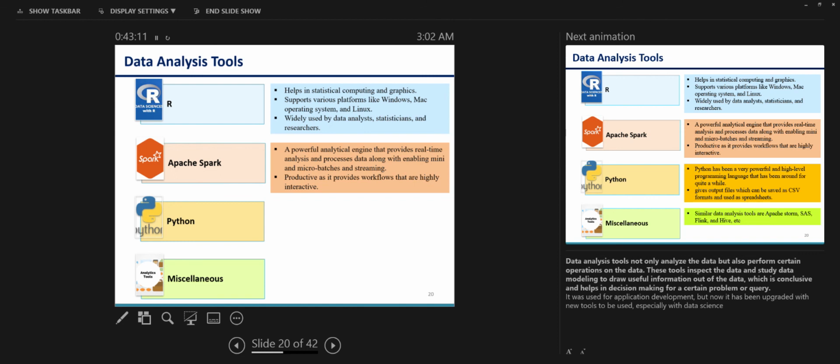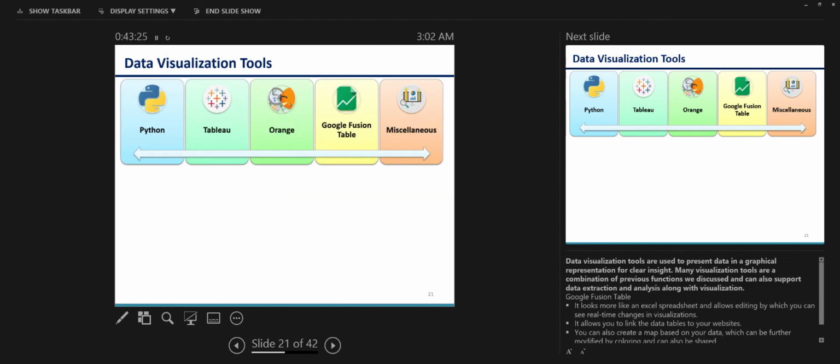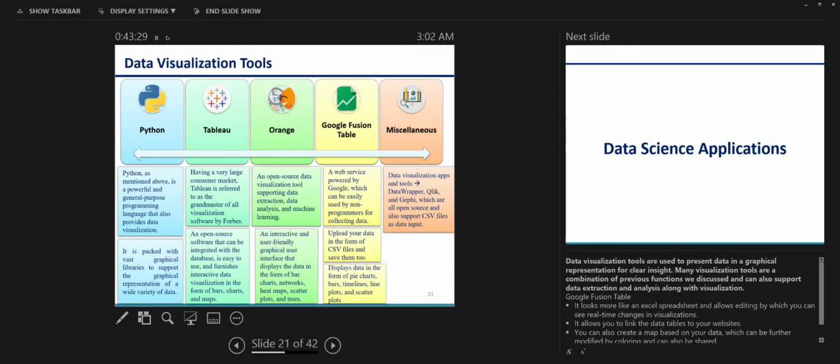So these are just the basic tools that we can use from the analysis point of view, and there are Python programming and languages and those things. For visualization, we use tools such as Python, Tableau, Orange, Google Fusion Tables, and some other basic tools, Data Wrapper, Qlik. These applications are already available, some are free of course, and some are paid. These are very basic tools used from the visualization point of view.